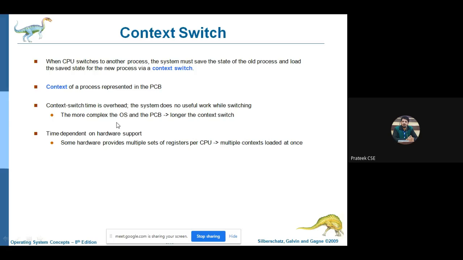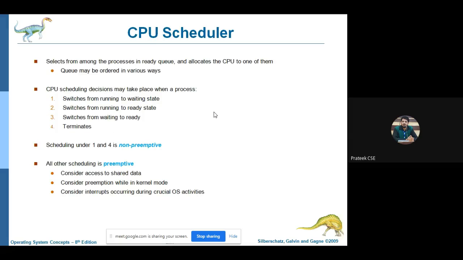And to be very honest, this context switching is purely an overhead for the CPU, because for that particular time the system cannot do another useful task or useful work. So this is context switching. Every time the CPU switches between the processes, the system must save or remember the old state of the process. And the more complex our operating system and the more complex our PCB, the longer context switching will take. This is purely overhead and a waste of time for the entire system, but it mainly depends upon the hardware and the architecture of the system.